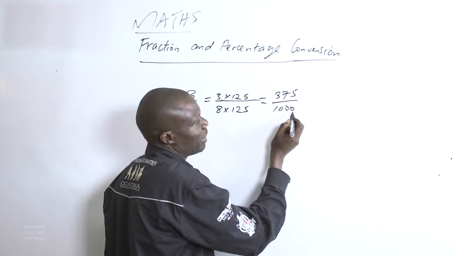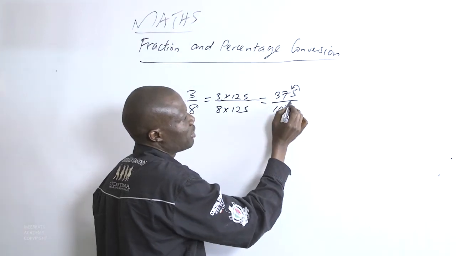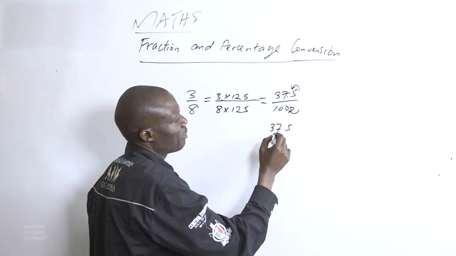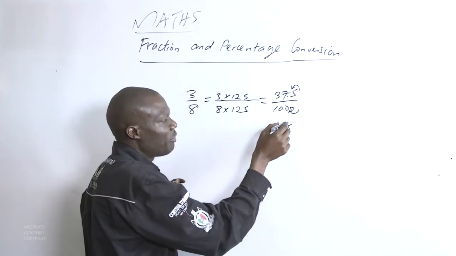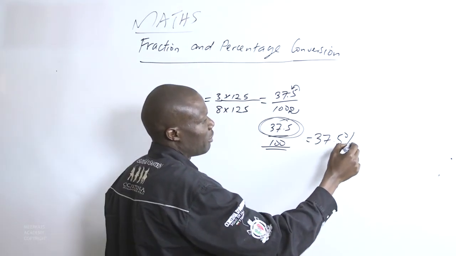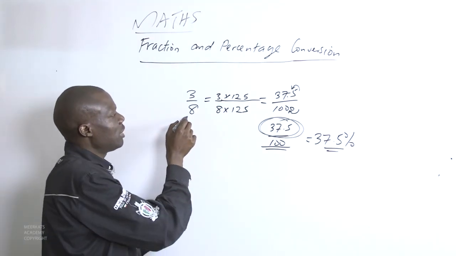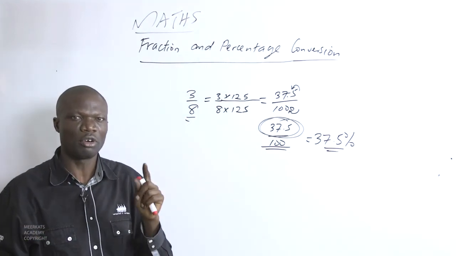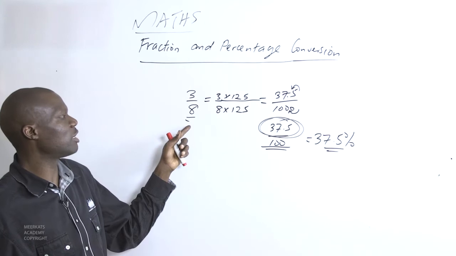And if we divide this by 10, we should mean that we move one decimal, one place to the left and one place to the left, so we remain with 37.5 over 100. Once the denominator is 100, then the figure above represents the percentage that we require, which is 37.5%. As I was saying, once the denominator is not among those lists that I gave earlier on, the 2, 4, 5, 10, 20, 25, 50, and 100, then it might be a bit difficult.